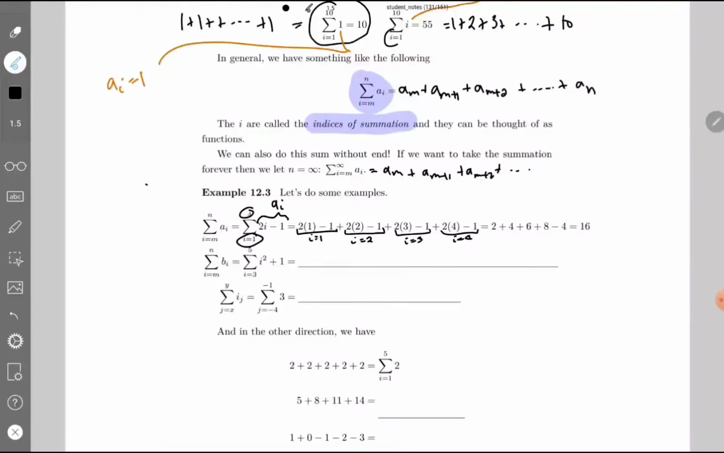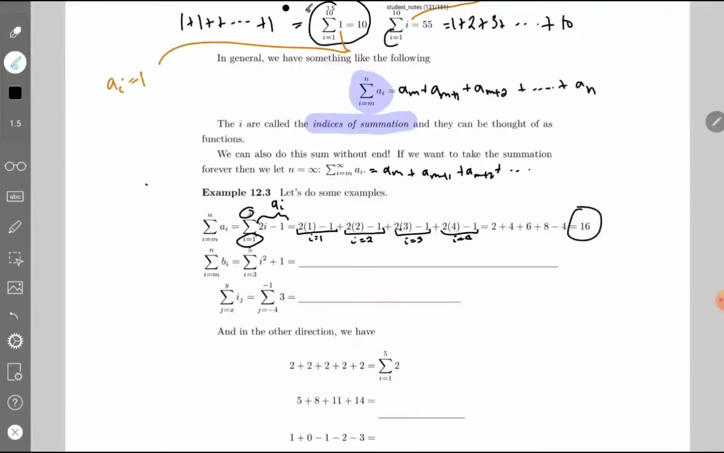So here we can plug these numbers in. Oh, wait. I did this backwards. So I have 2 times 1 is 2, 2 times 2 is 4, 2 times 3 is 6, 2 times 4 is 8, and then I have 4 minus 1, so I have minus 4, and then if you add these together, you end up getting 16.